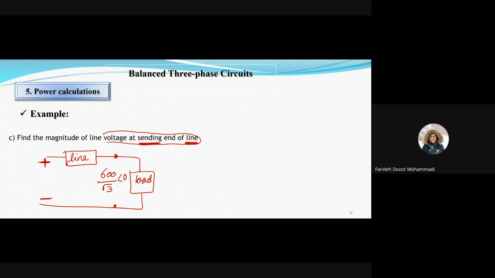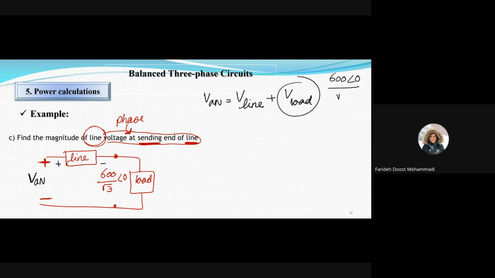What we are looking for is the voltage here, but we are looking for the line voltage. So first, I'm going to calculate the phase voltage at sending end of the line, and then I'm going to convert it into the line parameter. In order to do that, I'm going to write it in this form: if I call this V, for example, VAN is equal to the voltage drop across the line plus the voltage drop across the load. The voltage drop across the load is known. It's simply 600 with an angle of 0 over radical 3. So this one is known.